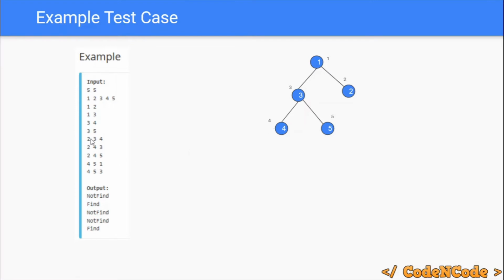So the first query says 2, 3 and 4, which means we check if there is a node on the path from 2 to 3 which has value 4. If we see the path from 2 to 3, there is no node which has value 4, that is why we are printing not find. For the last query, 4, 5, 3, on the path from 4 to 5 or 5 to 4, there exists a node which has value 3, that is why we are printing find. So this is the problem as explained in the previous lecture.